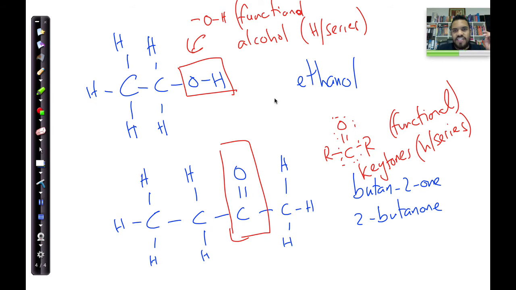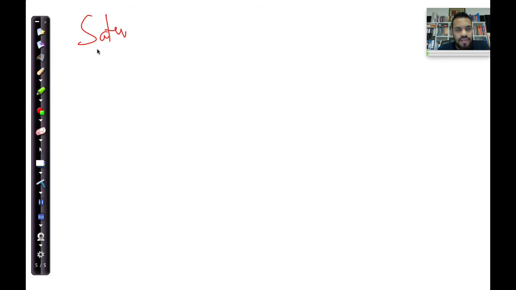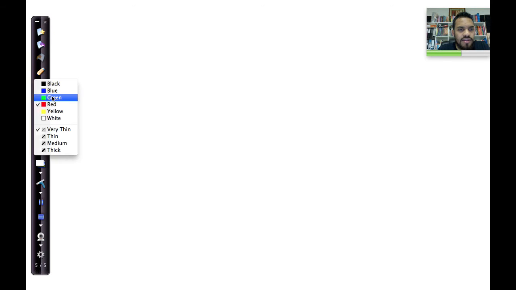Okay, so there we've seen two examples of functional groups and homologous series. The next thing I want to talk about is saturated and unsaturated compounds. So let's just get a heading going there. And in fact, this pen looks a little bit thin. Let's get something a little bit more bold.